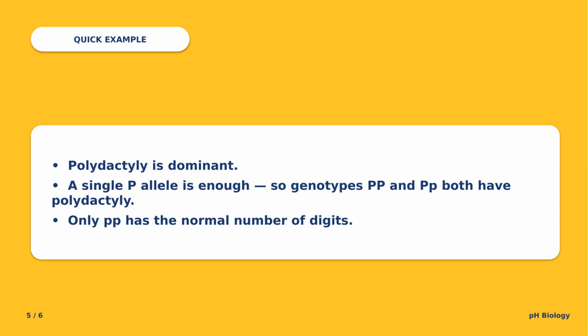Quick example: polydactyly is dominant. A single capital P allele is enough. So genotypes capital P capital P and capital P lowercase p both have polydactyly. Only lowercase p lowercase p has the normal number of digits. So a capital P lowercase p parent crossed with a lowercase p lowercase p parent gives a 50-50 chance of each child having polydactyly.